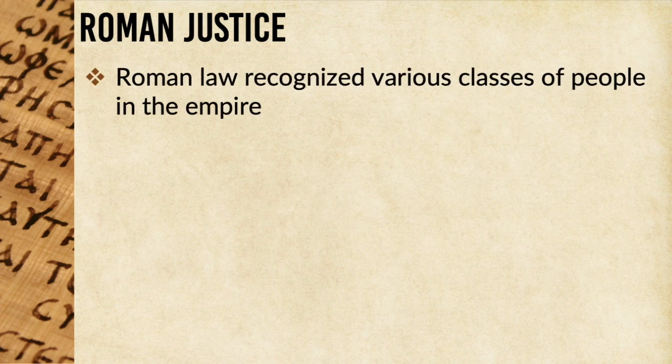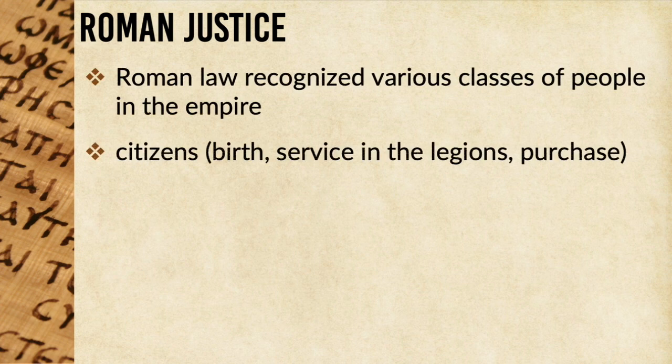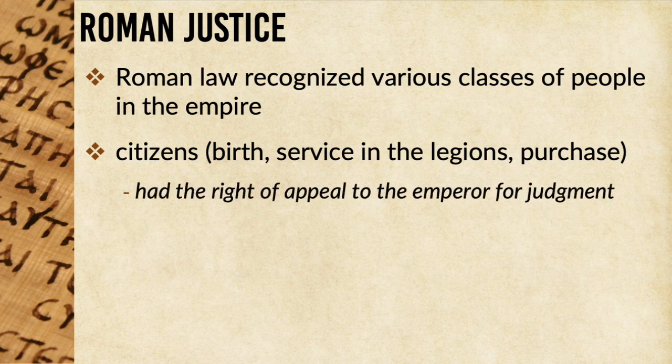Roman law recognized various classes of people in the empire. We're going to simplify this a little bit. There were citizens. Citizens could be born citizens. They could gain citizenship through service in the legions. They could also purchase citizenship. Citizens had the right of appeal to the emperor for judgment. So you may remember in the book of Acts, that's exactly what Paul does, because Paul's a Roman citizen. He appeals to the emperor as the ultimate judge in the Roman Empire.